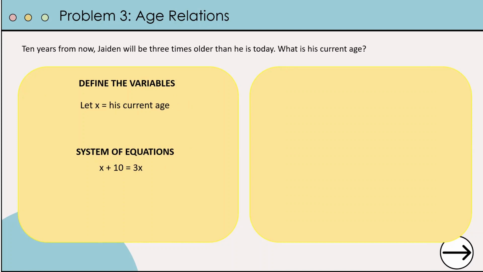Now, let's solve the equation. We have here our equation, x plus 10 equals 3x. In this case, let's just combine like terms. So, we put x on the right side of the equation and it becomes 10 equals 3x minus x. We simplify, it becomes 10 equals 2x. We solve for x by dividing both sides of the equation by 2. We get 2x over 2 equals 10 over 2. We simplify, x is equal to 5. Therefore, Jaden's current age is 5 years old.